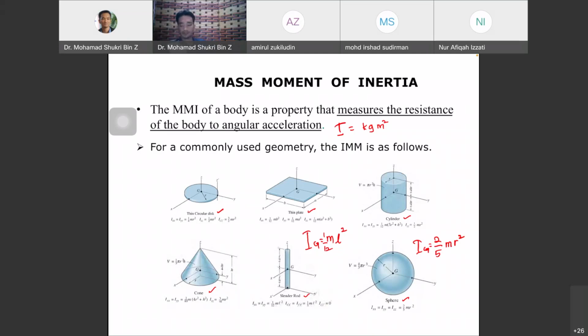So sekarang ni, let's say saya ada sphere. Kalau dia berpusing macam ni, atau macam ni samalah sphere kan. So IG dia adalah 2/5 mr square. Sekarang ni saya tak nak berpusing kat sini, saya nak berpusing pada satu titik yang jauh. Kat sini saya nak pusing dia. So dia akan pusing macam ni lah. So saya kena pindahkan IG pada center sphere ni, transfer to location of O.